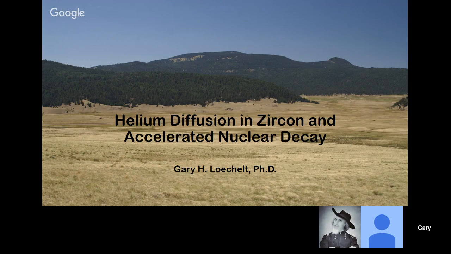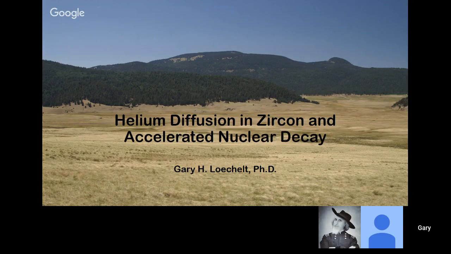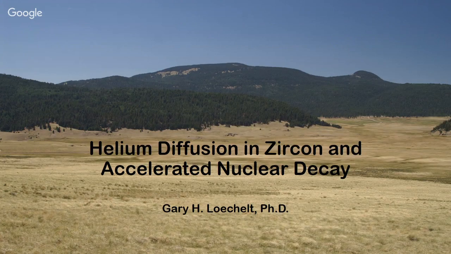The backdrop on the title slide, can everyone see the slides, by the way? Yeah, I can see the slides. Okay, yep, good. So this is actually from the Valles Caldera in New Mexico. It's a picture I took, and you can see this all was one big volcanic caldera.